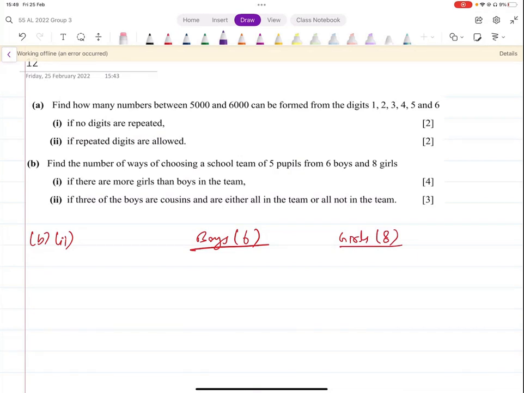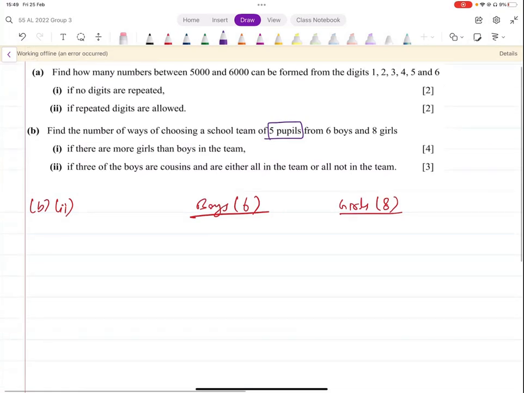Three of the boys are cousins and are either all in the team or all not in the team. We need to choose a team of 5 people. So one case is they're all in the team. Let's say B1, B2, B3 are all in the team.